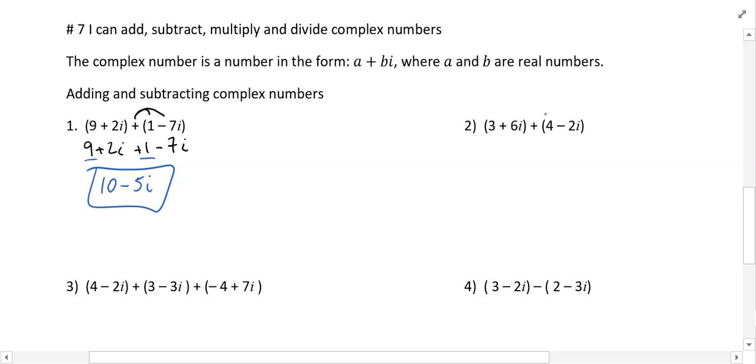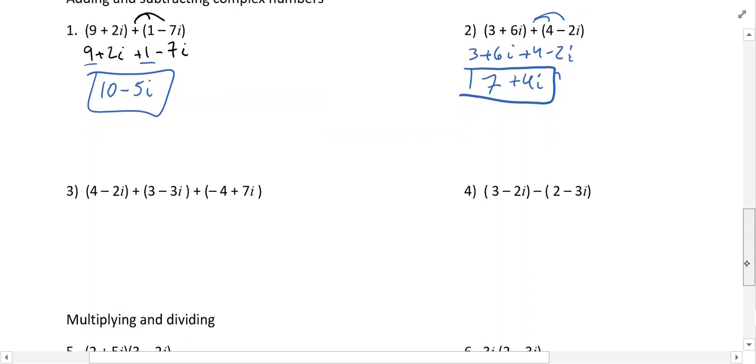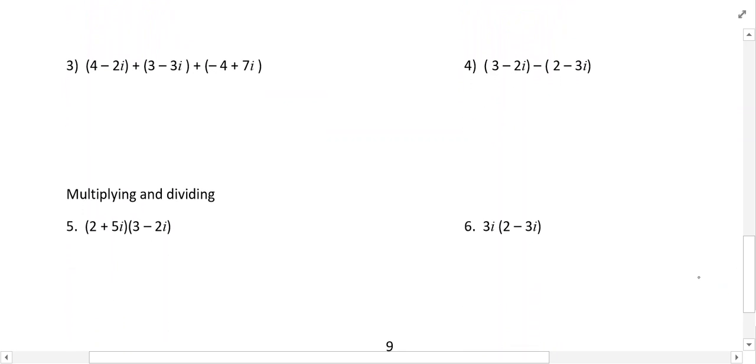Same thing, you start by distributing the plus sign. So we have 3 plus 6i plus 4 minus 2i. Then again, we're going to combine our reals. So 3 plus 4 is going to give us 7, and 6i minus 2i gives me plus 4i. And so then here's your complex number. All right, let's go ahead and go to number 3.